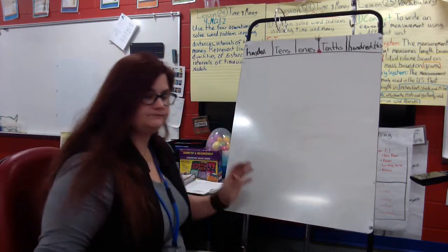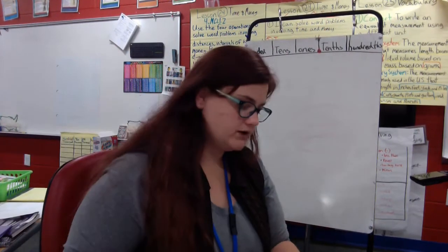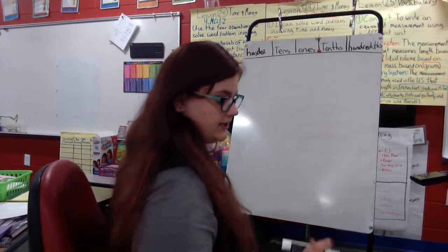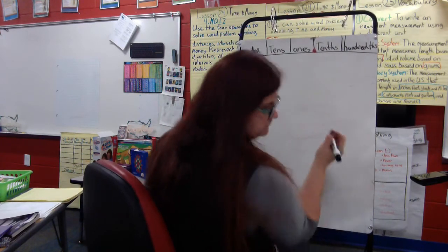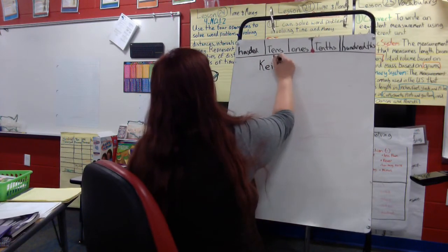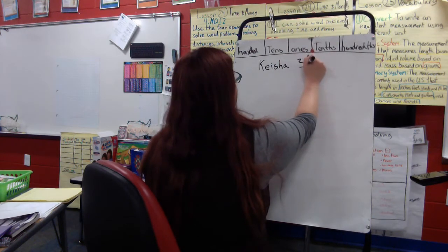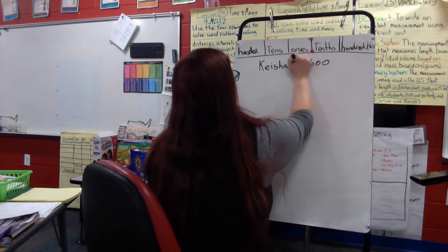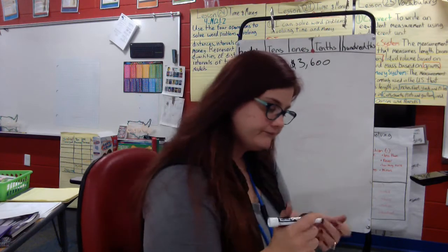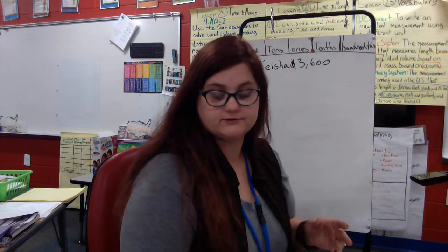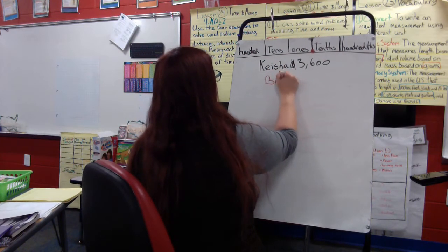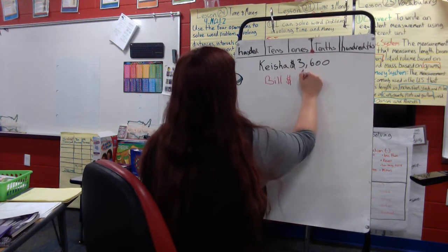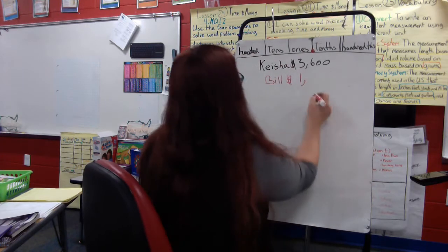All right. Number 14. Keisha has $3,600. So Keisha just got paid, and Keisha got $3,600 for her paycheck. All right. Keisha's bills cost how much a month? $1,900.